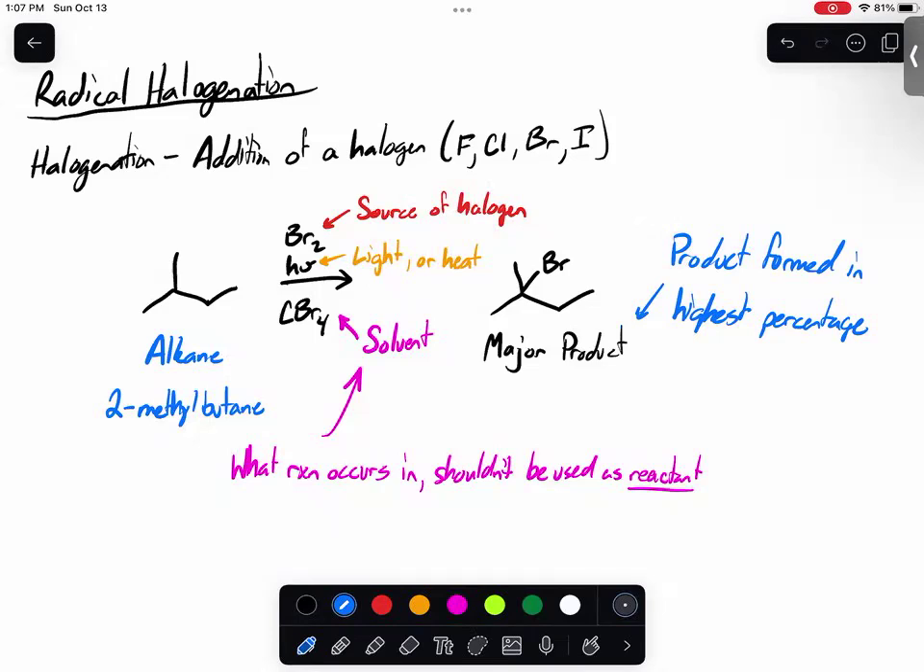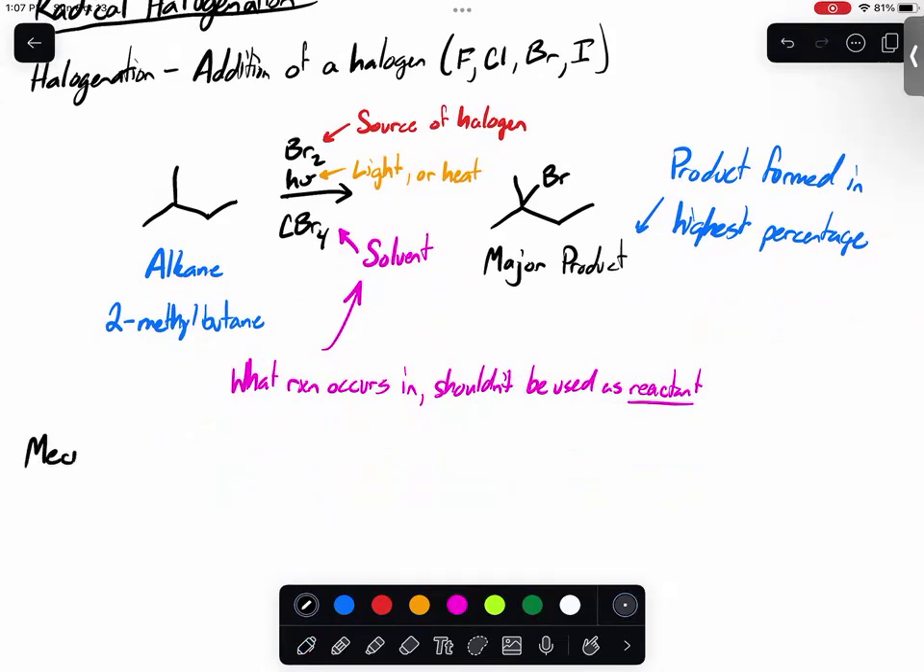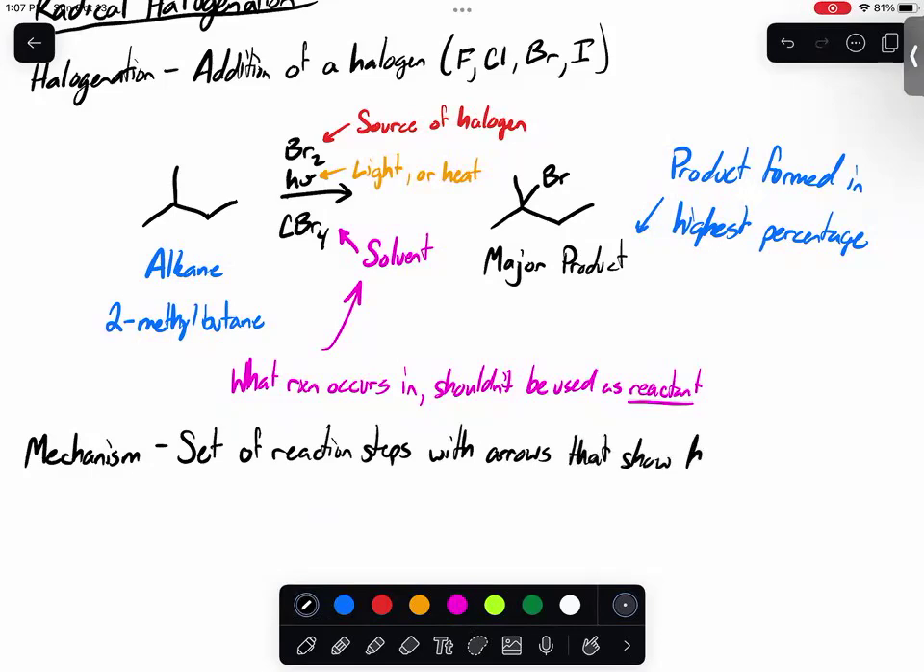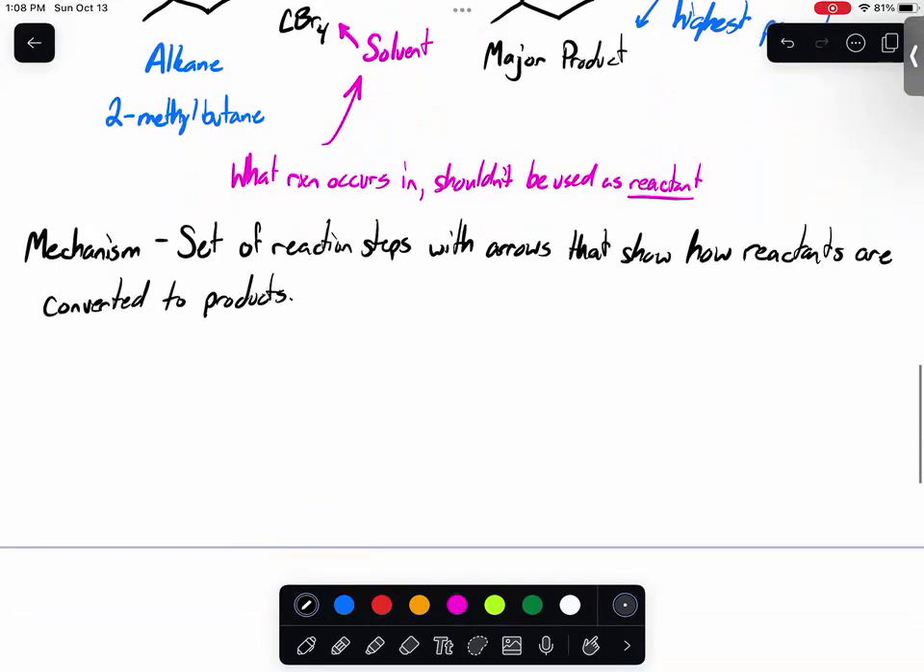So what is a mechanism? Well, a mechanism is essentially a step-by-step guide of what is happening in the reaction, right? A better definition would be a set of reaction steps with arrows that show how the reactants are converted to products. All right? And you can think of this as pretty much an instruction guide. Okay? It is saying if this happens, this will occur, right?